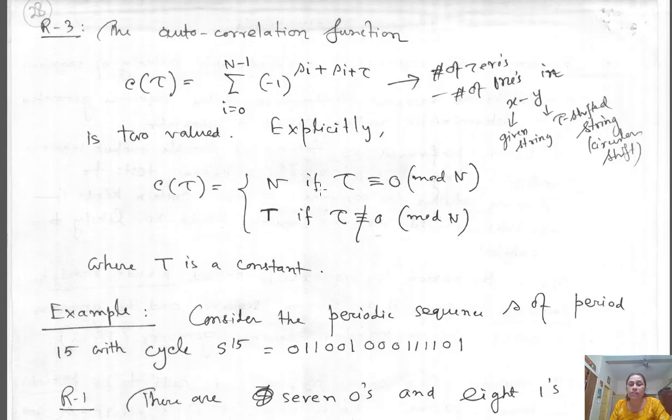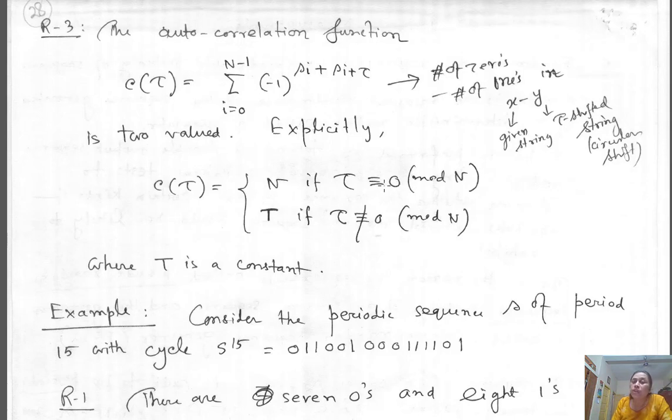If you take tau to be n, then Si and Si plus tau will both be Si. So this is Si plus Si, which essentially gives you 0. So all values here become 1. Okay, so you get n many ones. So you get the value to be n.